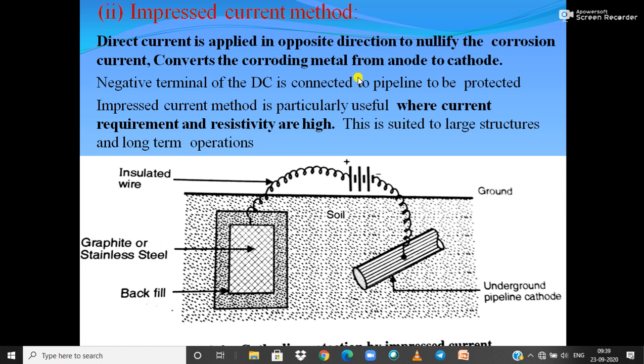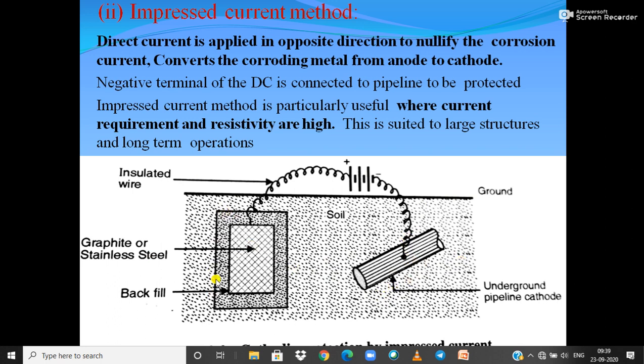As the corrosion current flows from anode to cathode, we supply an external current in the direction opposite to the corrosion current. Direct current is applied in the opposite direction to nullify the corrosion current and convert the corroding metal from anode to cathode. See, this is a picture from which it is clear, like suppose there is an underground pipeline.